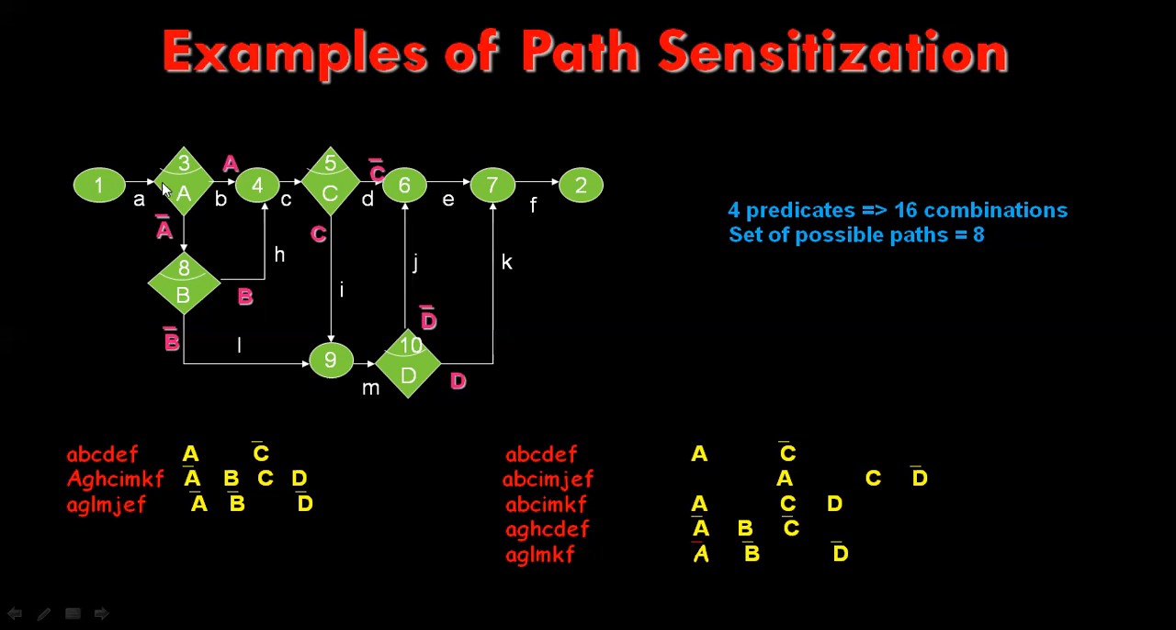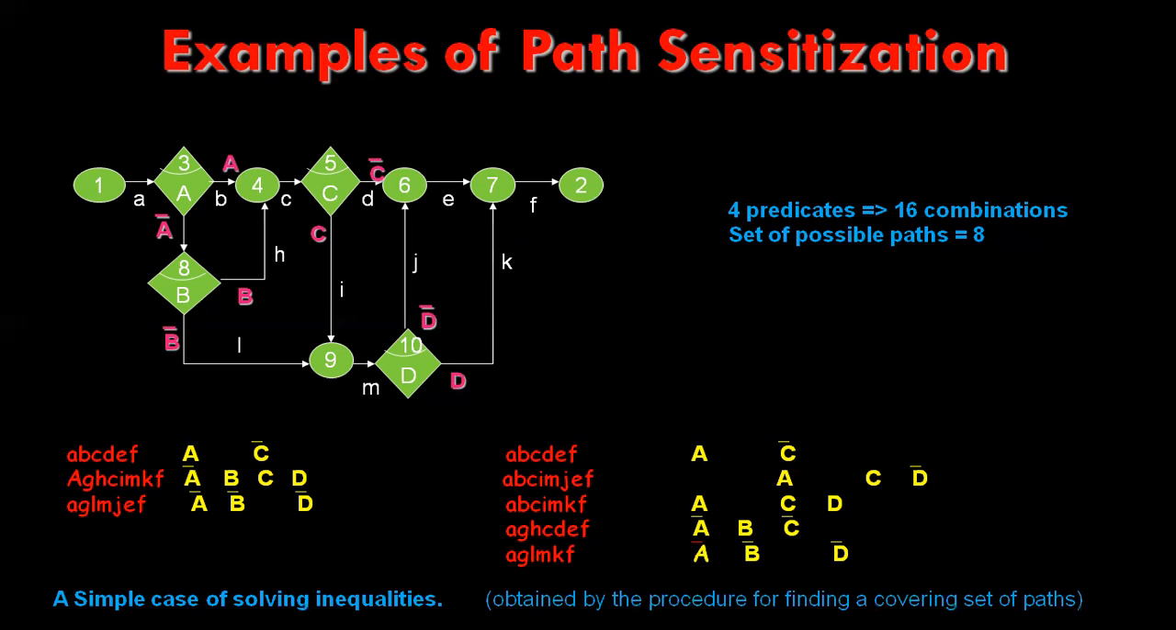A, G, L, M, next J, E, and F. So these are the different paths. A, B, C, D, E, F. A bar, C bar. A, B, C, I, M, J, E, and F. Okay, so these are the examples of simple paths.